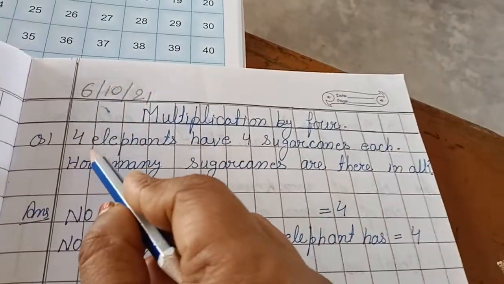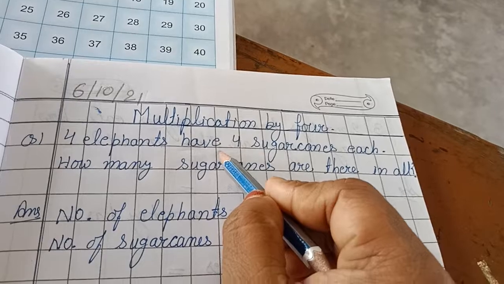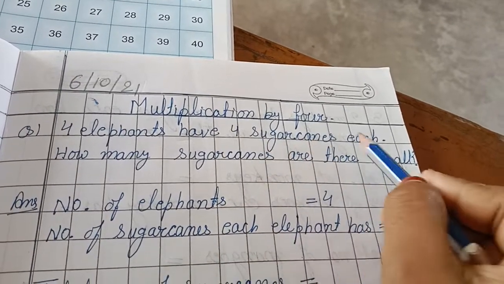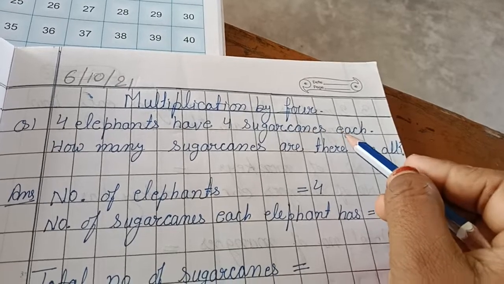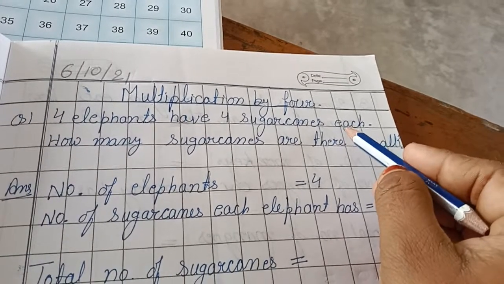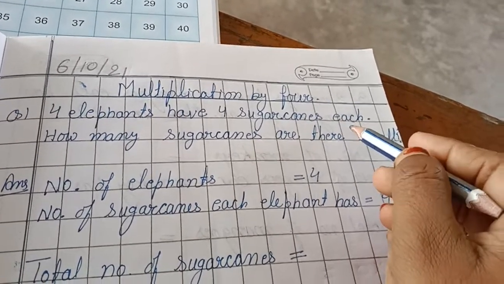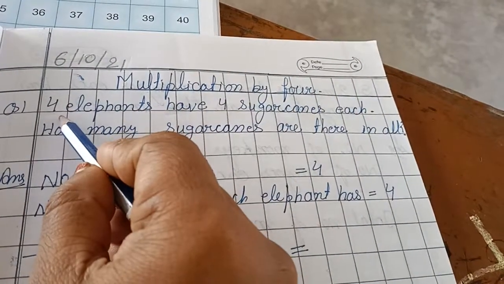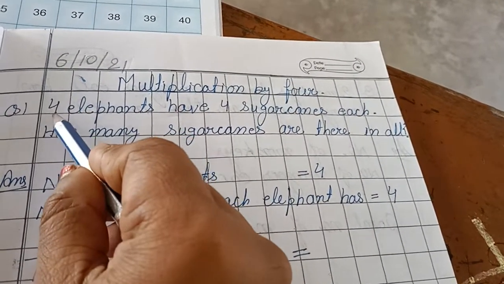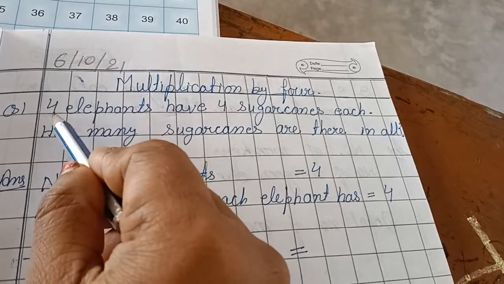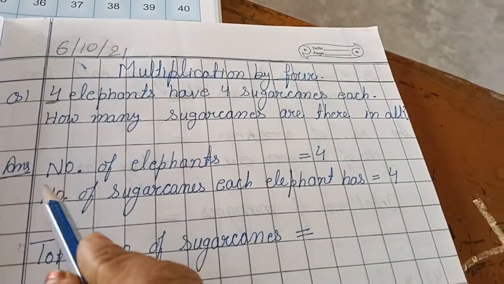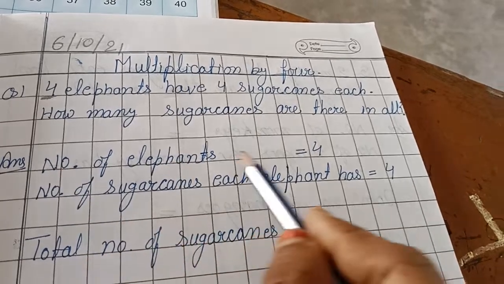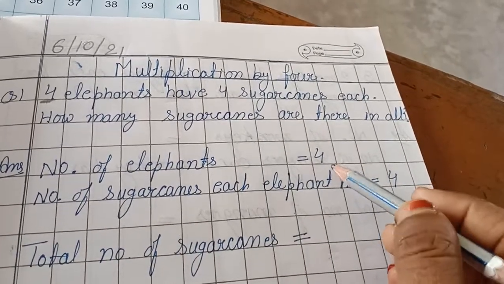The first question is: 4 elephants have 4 sugar canes each. Again, the word each is common. As we can see, the word each is common in all the multiplication word problems. So how many elephants are there? 4 elephants. So 4 is the number of elephants. So our first statement will be number of elephants, which is 4.